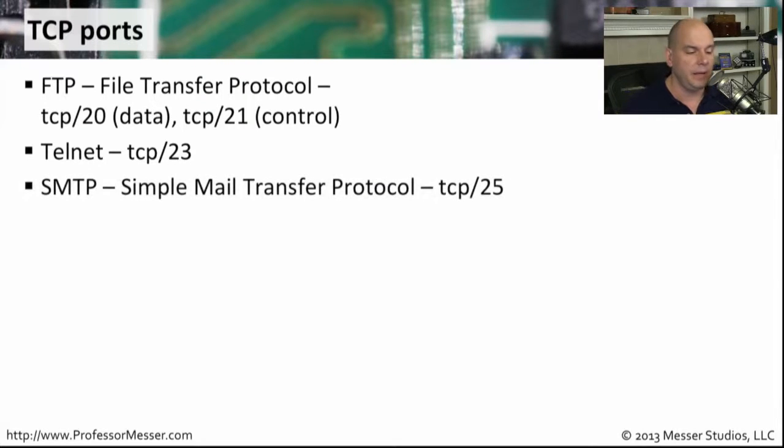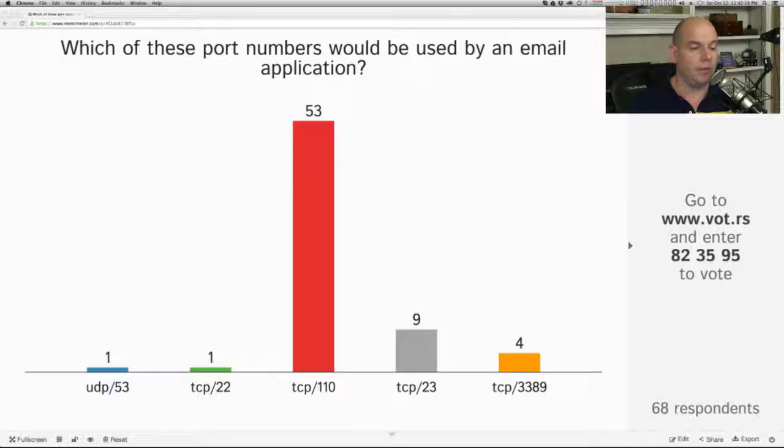We've got SMTP, which is a mail application. It's used to transfer mail between mail servers. In fact, this is one that if this had been in that previous question, when I asked you which of these port numbers would be used by an email application, notice that I don't have TCP 25 on here. But if I did, that would have been a valid answer.